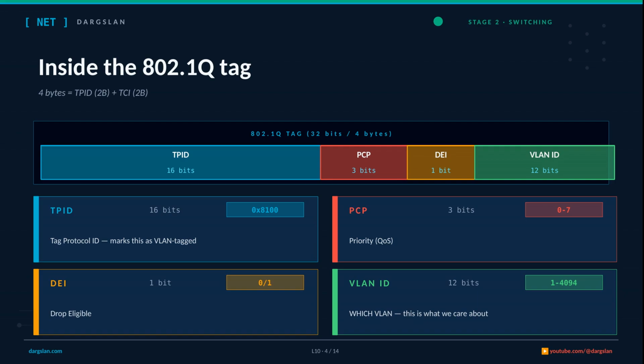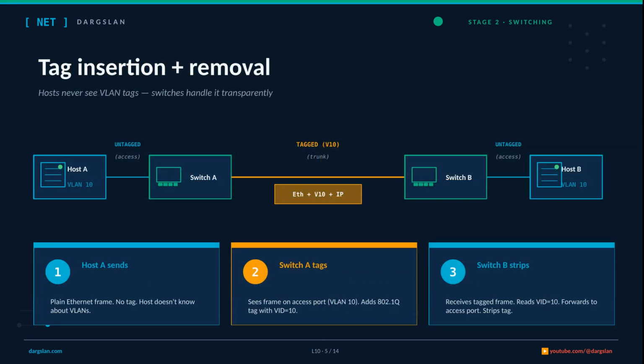Now let's actually open up those 4 bytes. The first 2 are the TPID, always set to 0x8100. That's the flag that tells any switch reading the frame, hey, this is VLAN tagged. The next 2 bytes are the TCI, which splits into 3 fields. PCP, 3 bits for priority. That's your quality of service marking, 0 through 7. DEI, a single drop-eligible bit. And finally, the star of the show, the 12-bit VLAN ID. 12 bits gives you values 1 through 4094, and that's the field switches actually look at to decide which VLAN this frame belongs to.